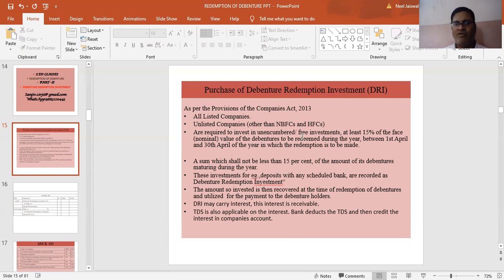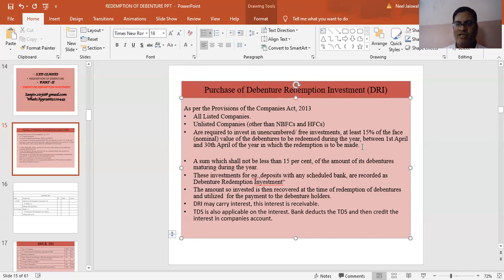They are required to invest in unencumbered, free investments, which can easily be turned into cash. They do not have any fixed time limit, so they can be turned into cash. They must invest at least 15% of the face value of the debentures to be redeemed during the year, between 1st April and 30th April of the year in which the redemption is to be made. That means the date of making this DRI is between 1st April and 30th April, as given in the provisions of the Companies Act.